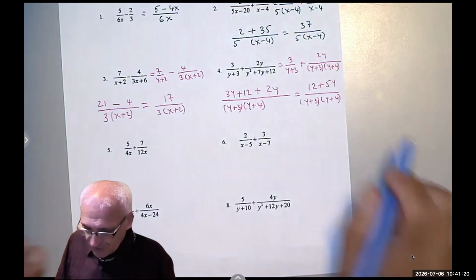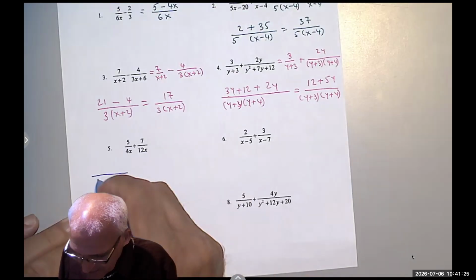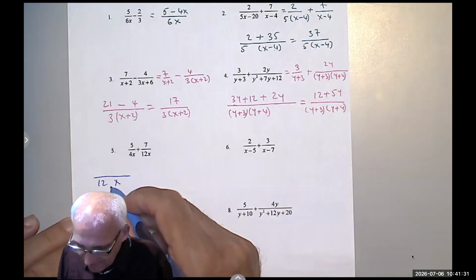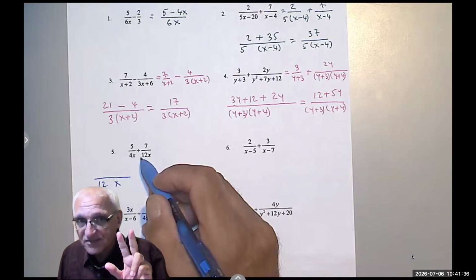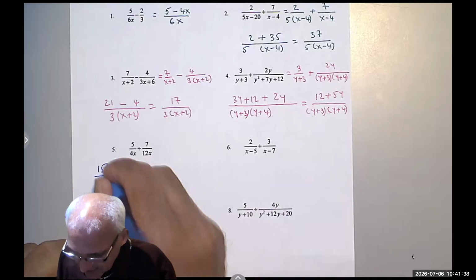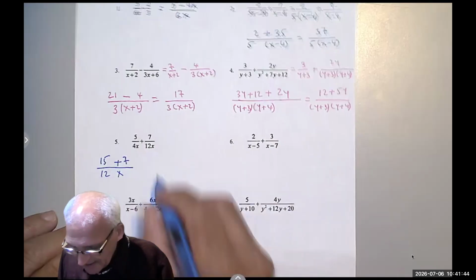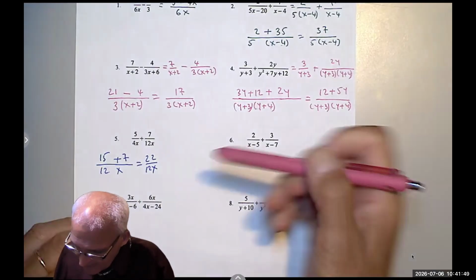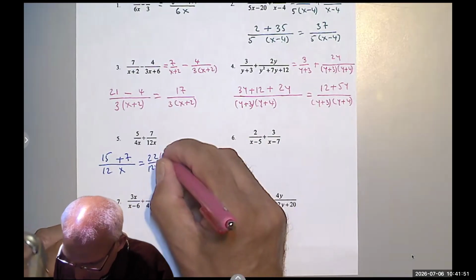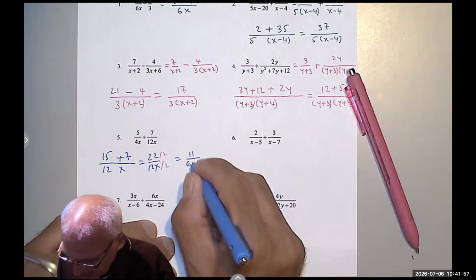We move to the next two. 4 and 12, the LCM is 12. X and x, it's x. You divide 12x by 4x, you get positive 3. 12 over 4 is 3, and x over x is 1. So 3 times 5 is 15. 12x over 12x is 1 times 7 is 7. So you get 22 over 12x. I can simplify by 2, meaning I divide top and bottom by 2. So I get 11 over 6x.